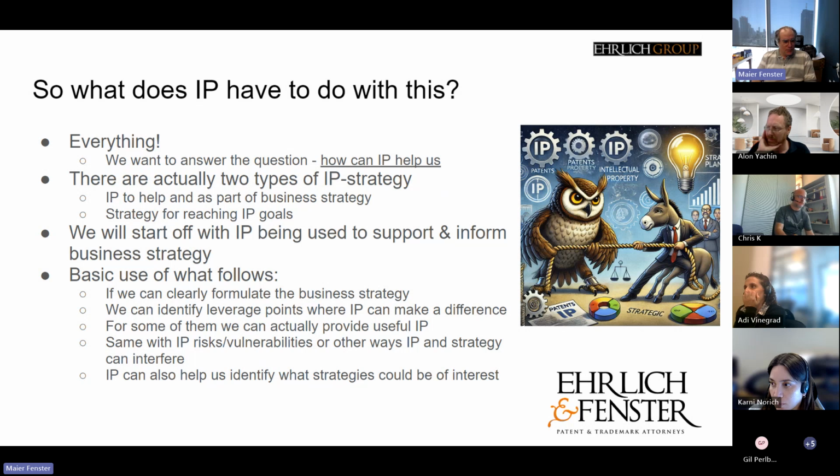The logic of what I'm going to be talking about is the following. If you can clearly formulate the business strategy, then you can identify leverage points where IP can make a difference. For some of these leverage points, we can provide useful IP, and not only IP in a positive sense, but also IP which deals with risks and vulnerabilities. I might touch on that a tiny bit. And also IP can help us identify which strategies are more interesting, because if we have a strategy which IP can help, maybe it's more interesting. I don't know, at least for me.